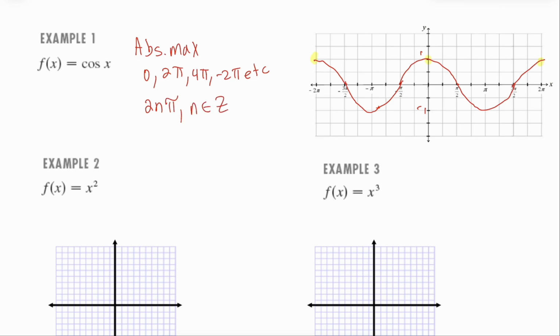Okay. What are our absolute minimums? Our absolute minimums occur at the odd pies. So how would we write that?